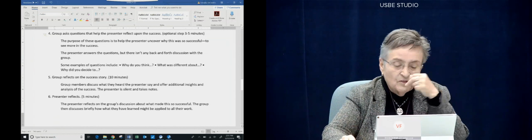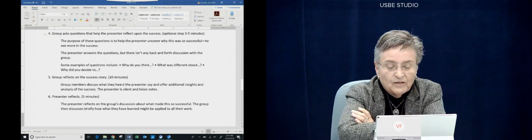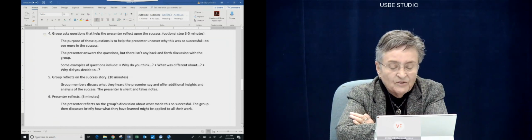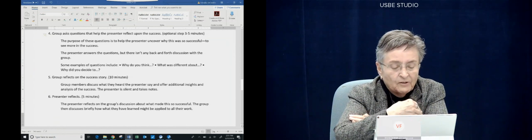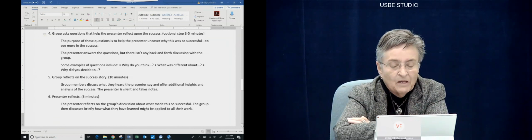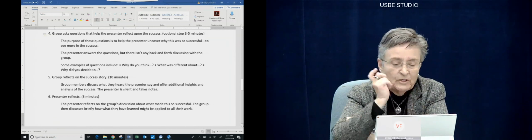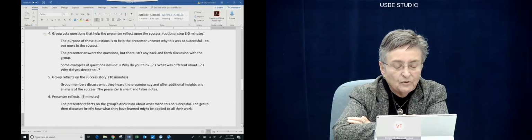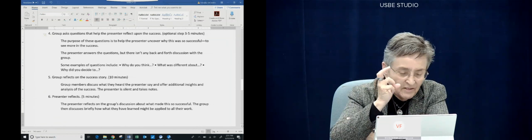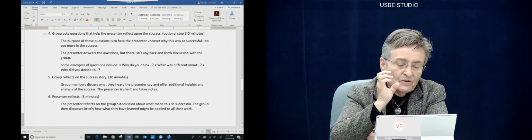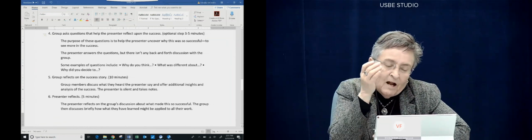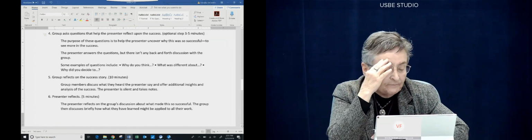The group members discuss what they heard the presenter say and offer additional insights and analysis of the success. The presenter is silent and takes notes. So you're actually reflecting, you're discussing together. It's not this idea of, okay, now we're going to do warm feedback and then we're going to do cool feedback, right? You're just offering additional insights in relationship to the conditions that made this experience successful for the presenter, related to the goal and the evidence that was collected.